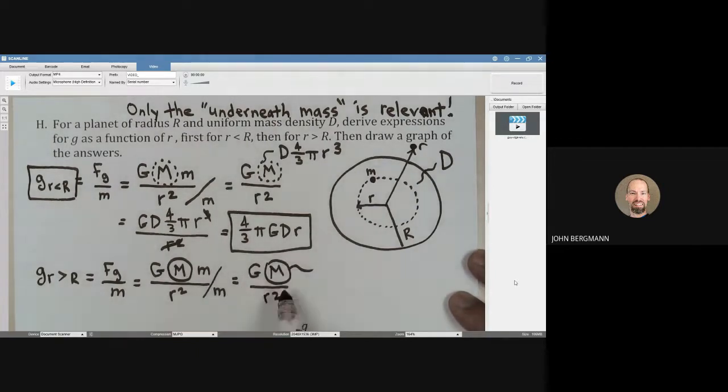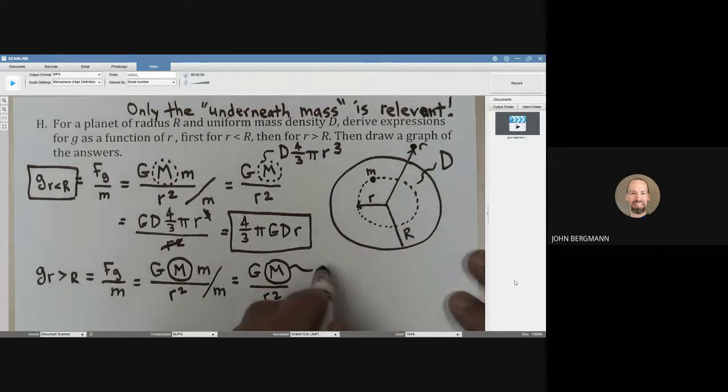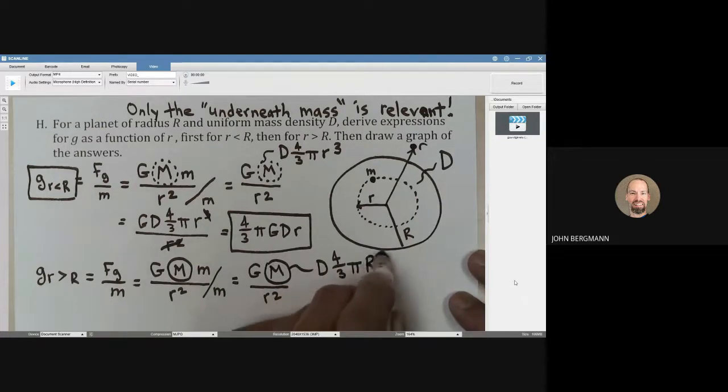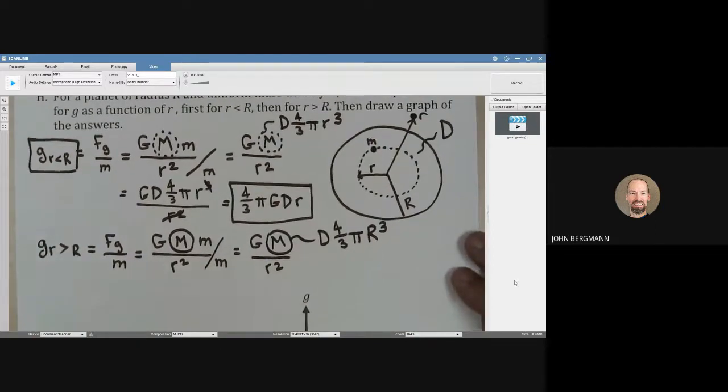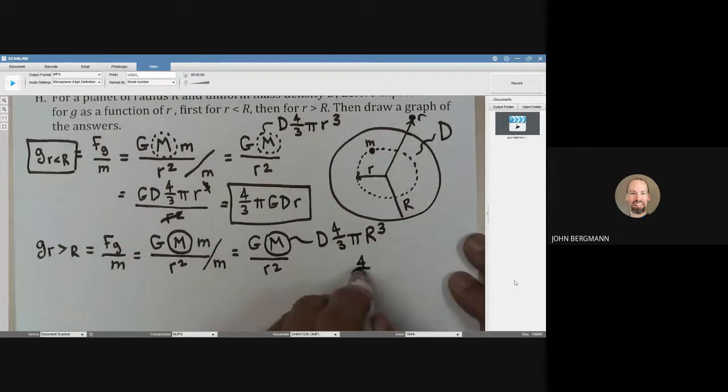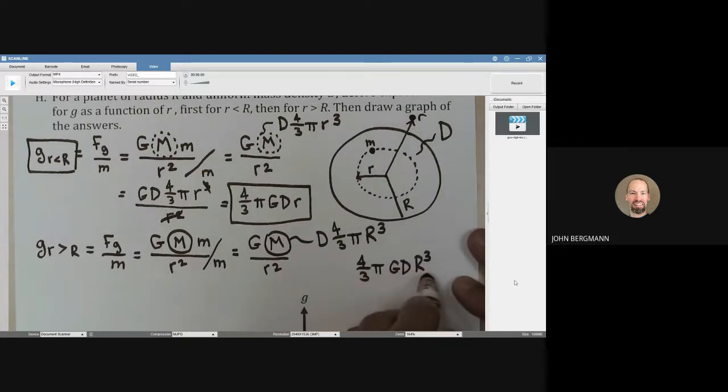Well, what's the mass underneath now? The mass underneath is just the mass of the planet, which is the density of the planet multiplied by the volume of just the planet, 4/3 pi big R cubed. When we simplify this, it's going to come out to be what? 4/3 pi G d, don't forget the d, big R cubed, and then we've got an r squared in the denominator.